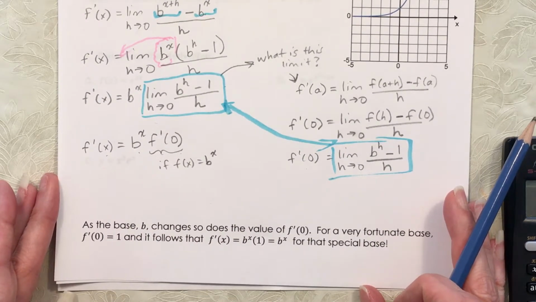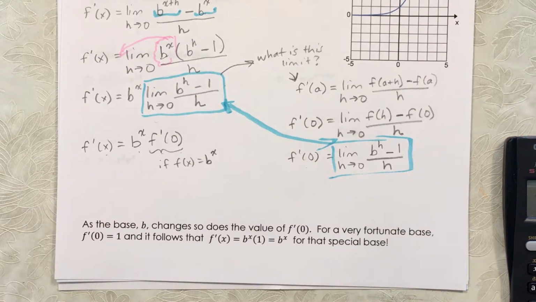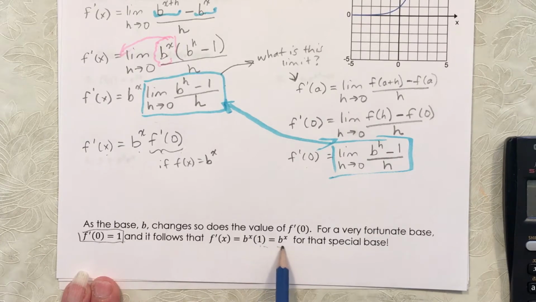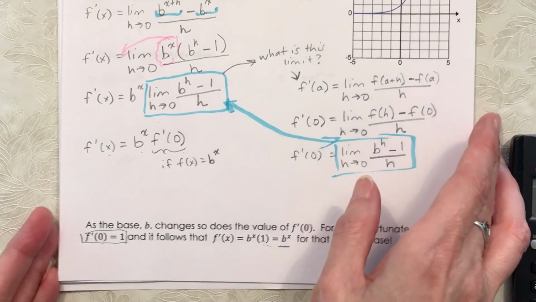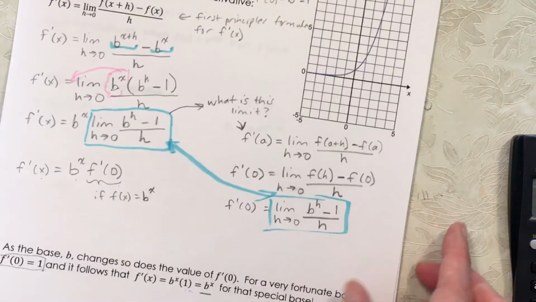Okay, so again, this is still a proof. We're going to get to a very interesting result soon. So as the base b changes, so does the value of f prime at 0. For a very fortunate base, it's going to turn out that f prime at 0 is actually going to equal 1. And it would follow that f prime at x would be b to the x times 1, if f prime at 0 equals 1, which is b to the x for that special base. So for some very special base, the derivative of b to the x is b to the x for that very special base b, that very special number, which you may have guessed is going to turn out to be e, but we're going to prove that to you going forward. Okay?